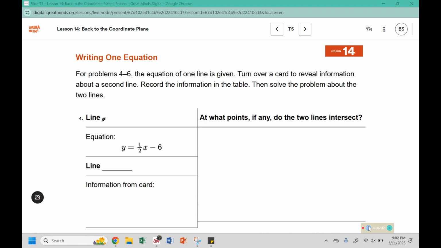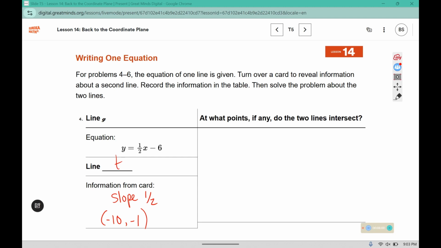So we're going to place T on the blank for line T. And the information from the card is that the slope is 1/2, and it goes through the point negative 10, negative 1. So to write the equation of that line, we have y minus y1 equals m times x minus x1. But recall we can change this to adding the opposite.